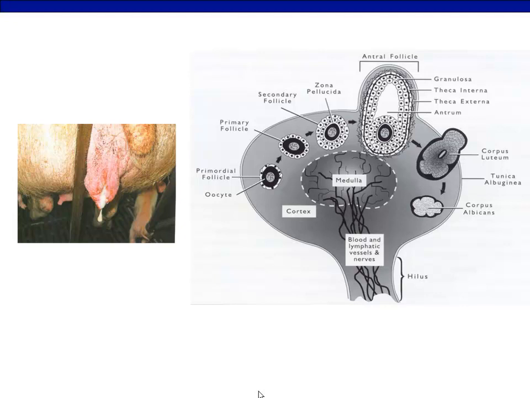How many gilts do we get in where we see sort of red vulvas? We think they're coming into heat. You take them to the boar. They don't stand. Nothing happens. You get a lot of calls all the time: my gilts aren't breeding. We've got to be more aware of these things.